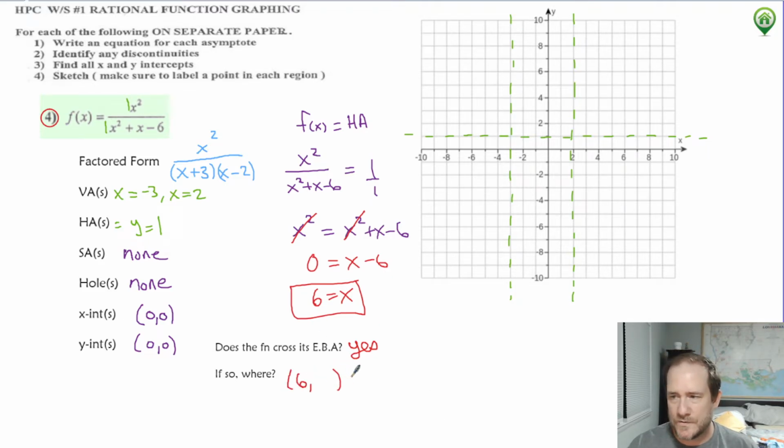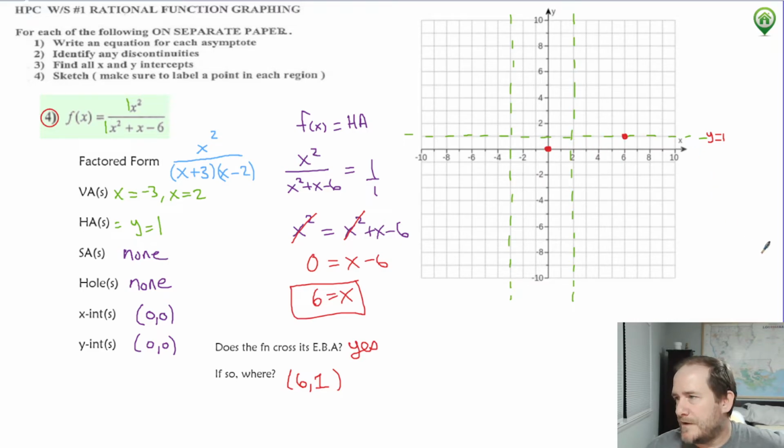To find the y-coordinate, you could take the 6 and plug it back in, but I hope it's pretty obvious that if we're crossing the horizontal asymptote whose equation is y equals 1, it's probably a safe bet that the y-coordinate is 1, right? So let's start plotting stuff. At 6, 1, we're going to cross this horizontal asymptote. Good news is we don't cross anywhere else. So I can plot my x-intercept at 0.